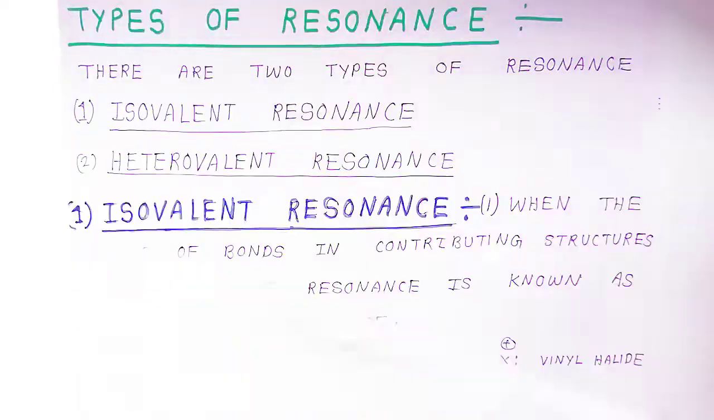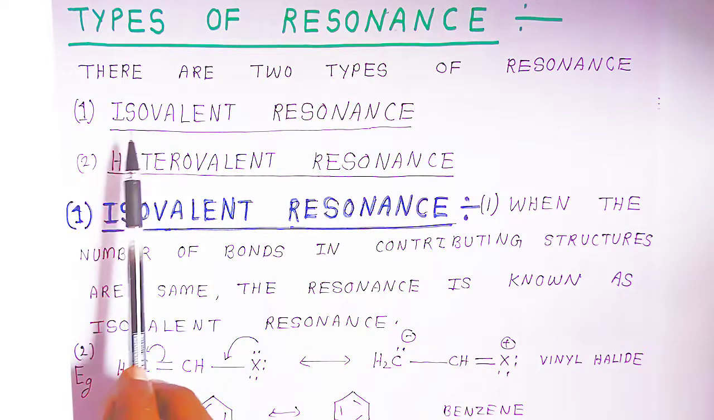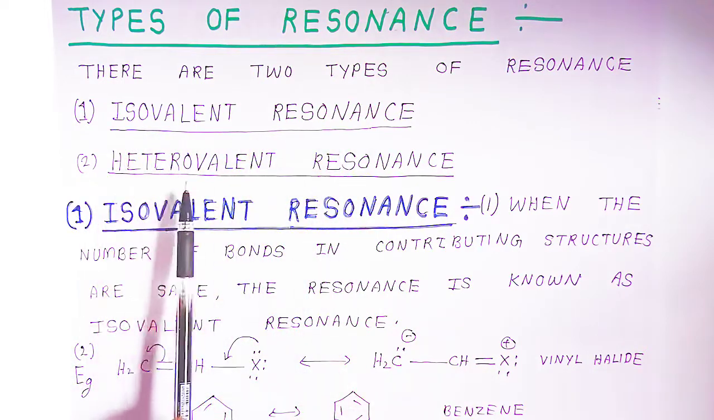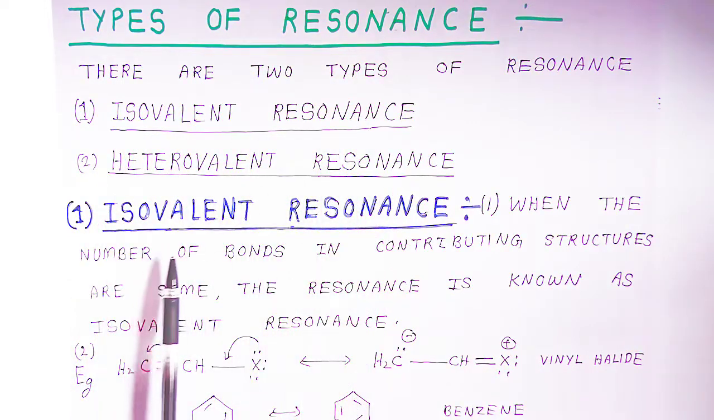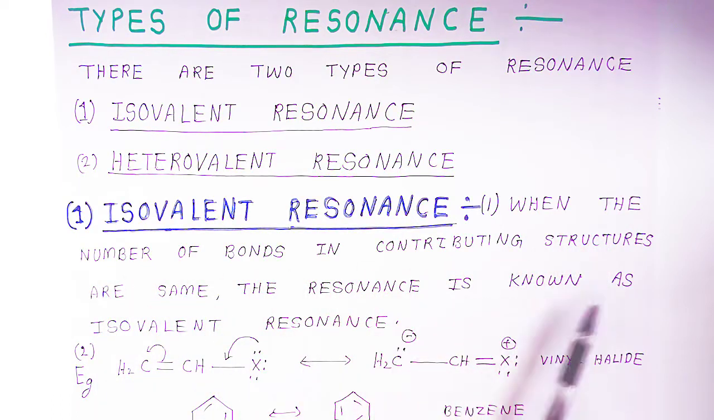Now, students, we are going to see the types of resonance. There are two types of resonance. The first one is isovalent resonance and the second is heterovalent resonance. What is isovalent resonance? When the number of bonds in the contributing structures is the same, the resonance is known as isovalent resonance. Now here you see, these two are the hybrid structures of vinyl halide.